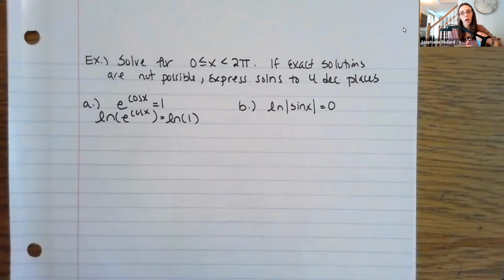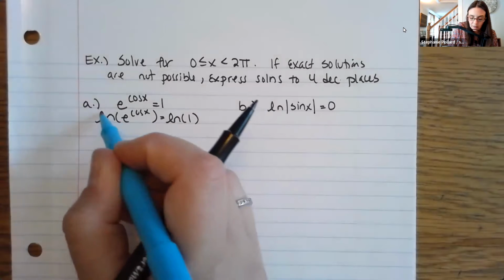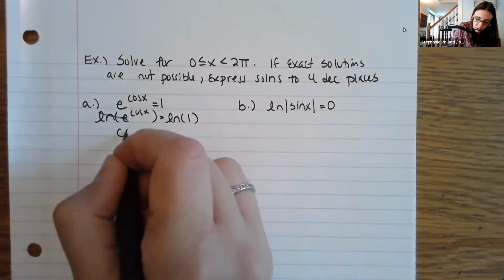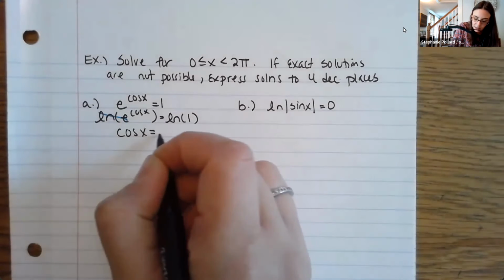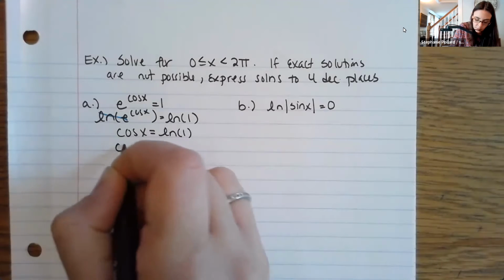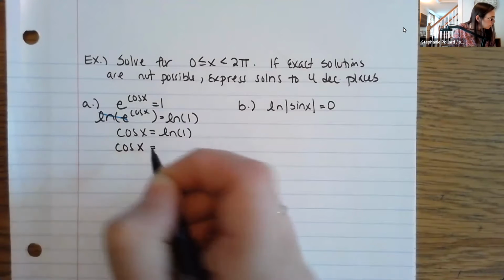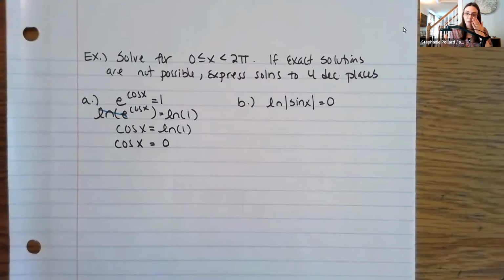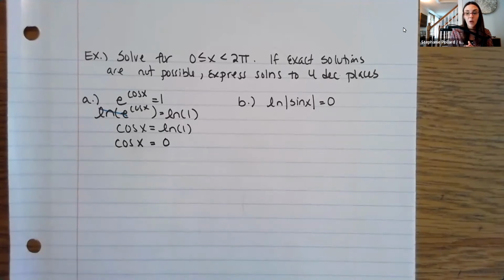Now, when you take the natural log of e, these are inverses, so they cancel each other out. We're using composition here, and you're left with just cosine x equals the natural log of 1. But the natural log of 1 is just 0. You can see that just from knowing it, or if you plug it into your calculator, you get 0 there.